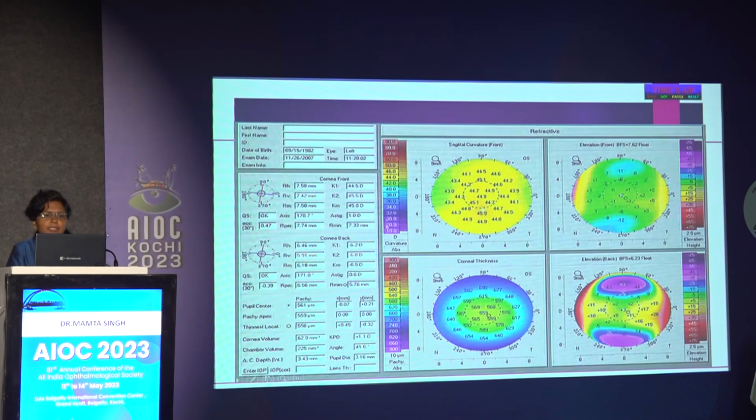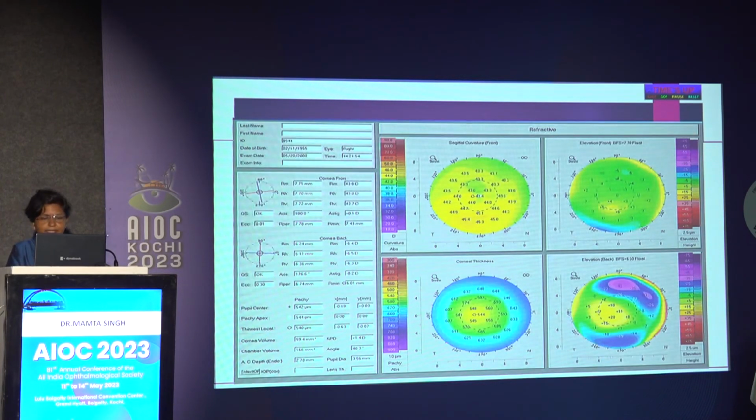Next scan, if we see it here, here we have 45.9, and here we have 44.4. So 1.5 diopter of astigmatism is there. And we can see the vertical axis is steeper, but elevation is normal. On the posterior surface also, in the center, it is normal. And here we can see the pachymetry value is normal. So this is simply a case of with-the-rule astigmatism.